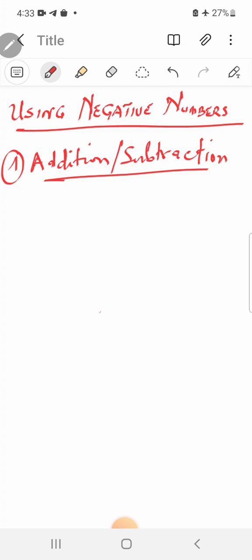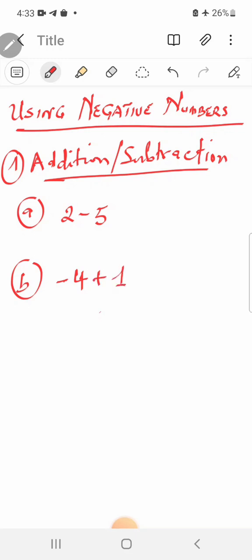If you have something like A, 2 minus 5, something like B, negative 4 plus 1, something like C, say negative 3 minus 4. These are classic cases of addition and subtraction. There is nothing here like multiplication, so it is always addition and subtraction.